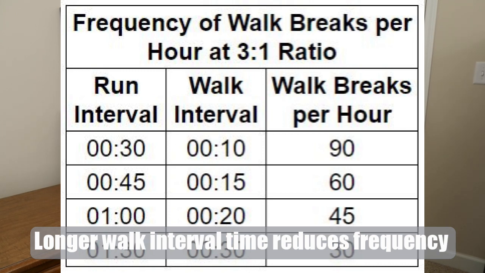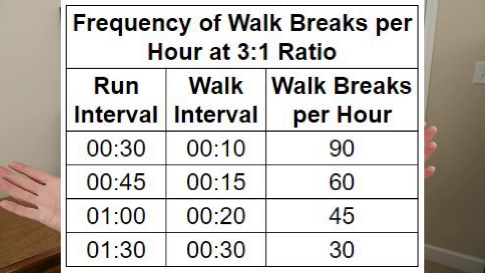Now, if I double my walk time to 30 seconds, I've got to double my run time, so my run time goes up to a minute and a half. So I've got a 30 second walk and a minute and a half run. Now I've got a 2 minute run-walk cycle. Well, how many run-walk cycles do we get in an hour? I'll get 30. I just cut it in half because I doubled my running time and my walking time.